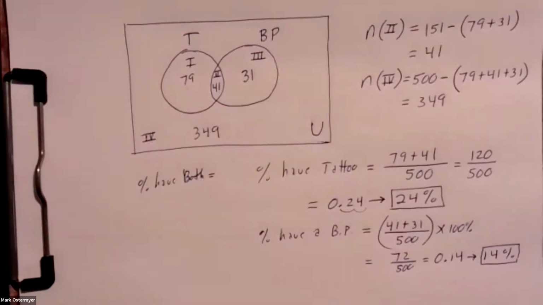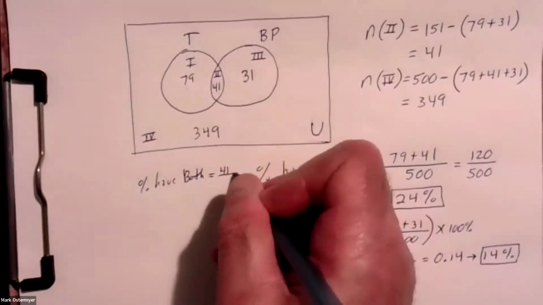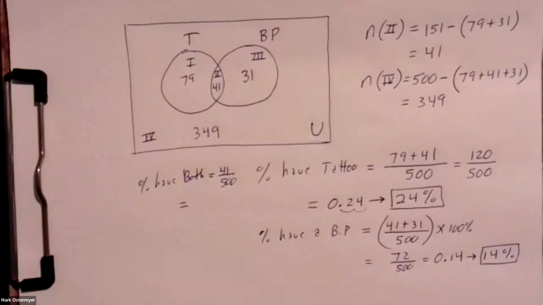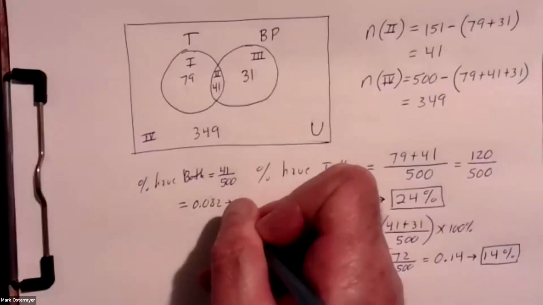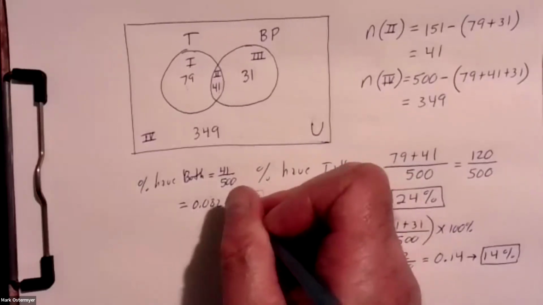Well, how many have both a tattoo and a body piercing? That would be 41 divided by 500. And what does that give you as a decimal? 41 over 500 is 0.082. And then convert it to a percent, that'd be 8.2 percent. Or you could round it off and call it about 8%.